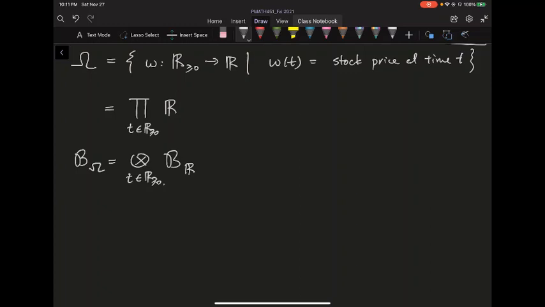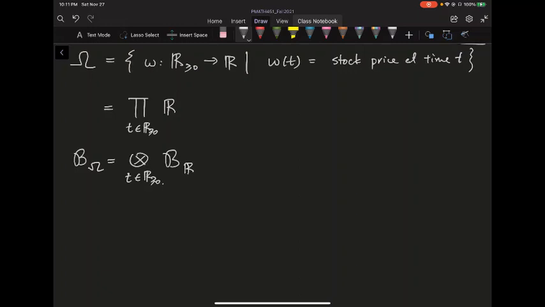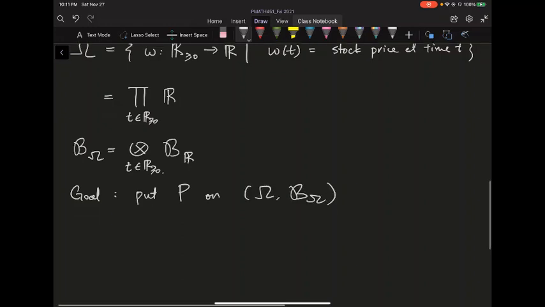You want to say how likely the stock price is to be in this range given certain information. That's the idea. You don't know how to put a probability, so the goal is to put a probability measure on this omega and this sigma algebra. That's your goal.